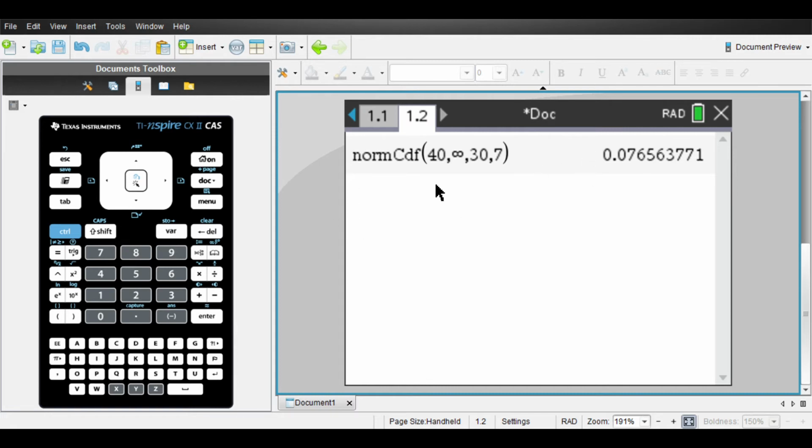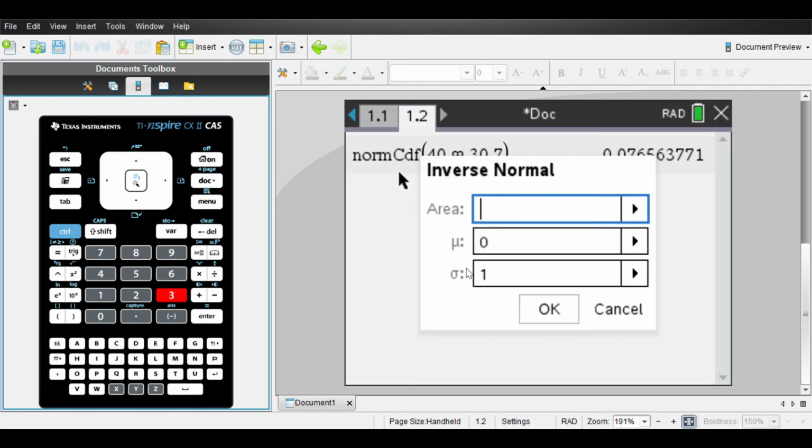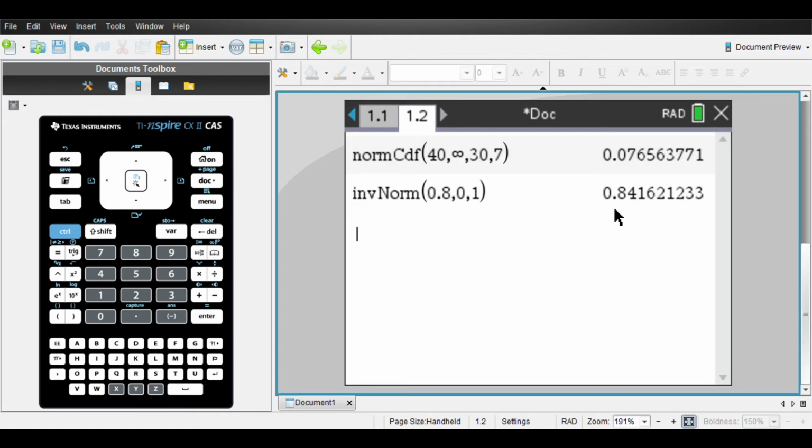Right, and of course this thing has an inverse, which is menu 553. And here you can enter the area. I won't change the mean and the standard deviation here. So basically what this means is that if you integrate the bell curve from negative infinity to 0.84, the area under the curve would be 0.8.